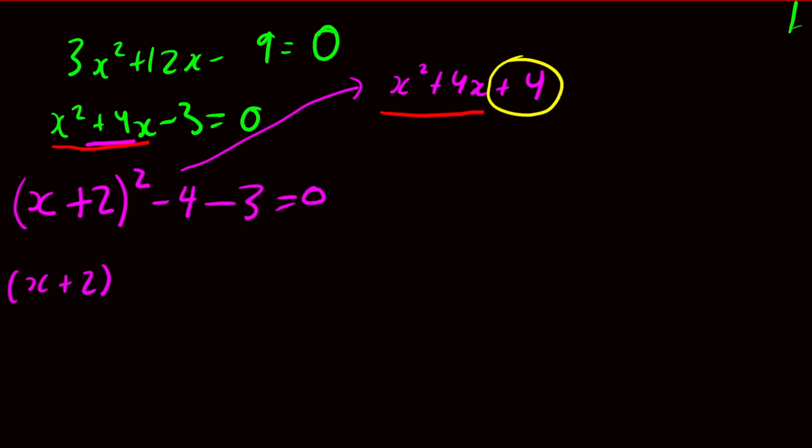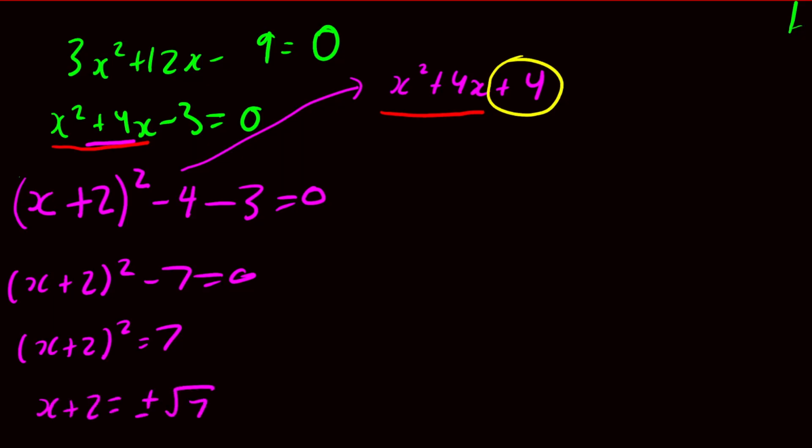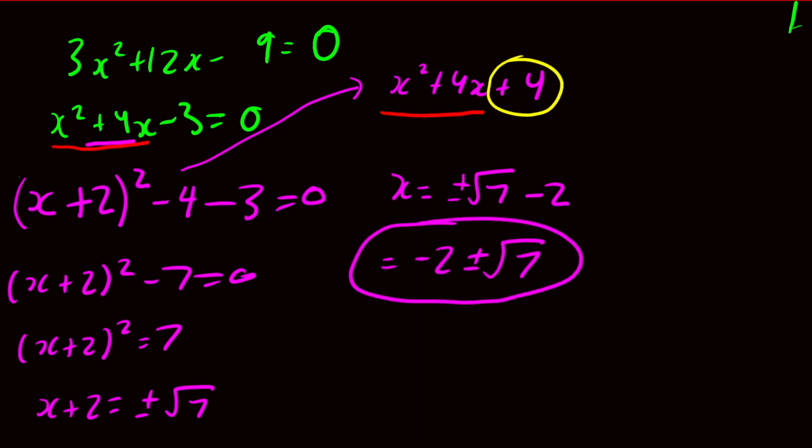So now we just keep going. (x + 2)² − 7 = 0. (x + 2)² = 7. x + 2, square root both sides, equals plus or minus the square root of 7. So then we get x equals plus or minus the square root of 7 minus 2, or you could write it as −2 plus or minus the square root of 7. And boom, that's our answer.